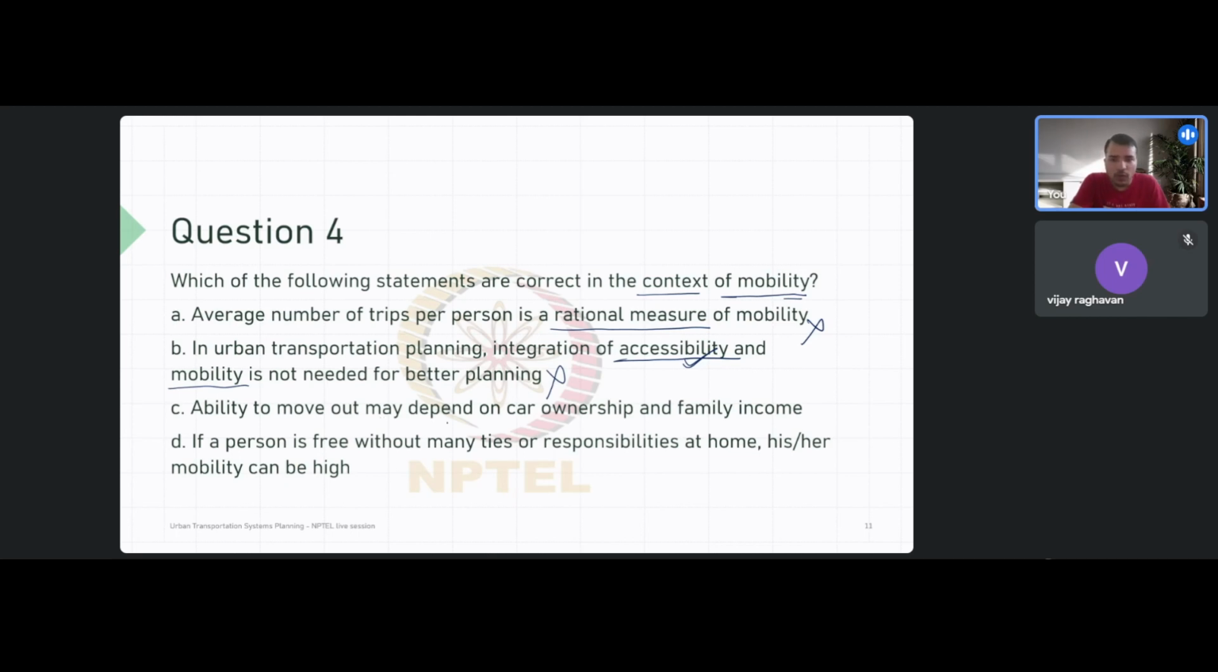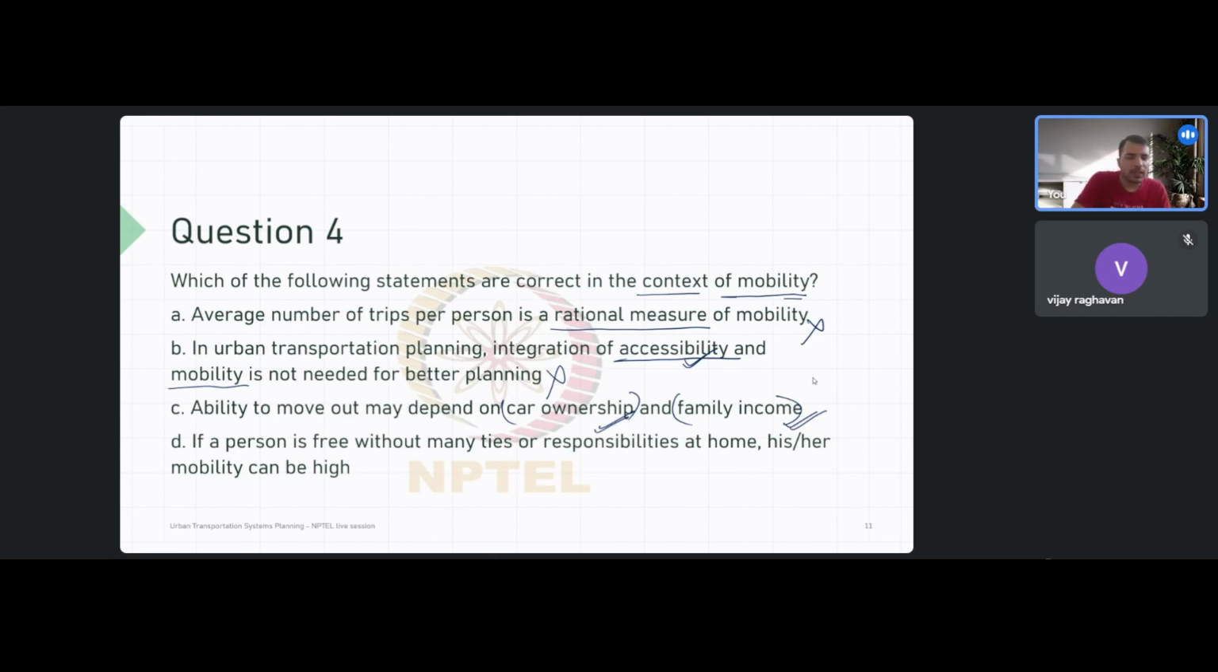And ability to move out may depend on car ownership and family income. So this is true, because if someone has a car, he can go to far away places easily. If family income is higher, we can travel more. So if family income is high, they can take their personal vehicle, they can go far away. So it is correct. So C is correct.